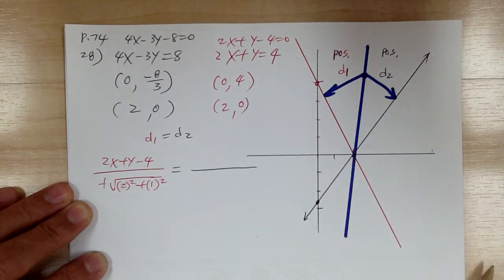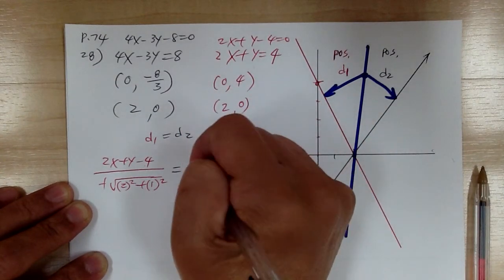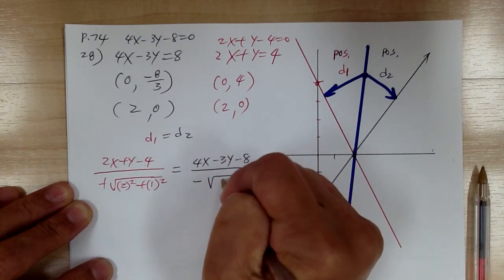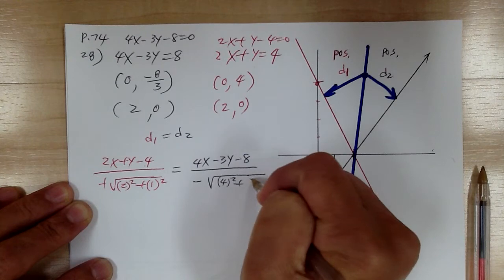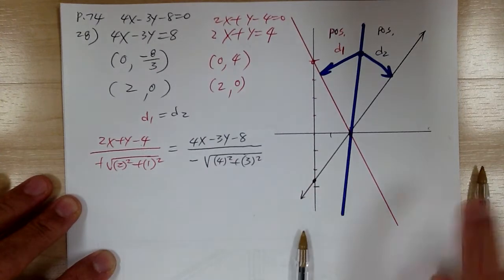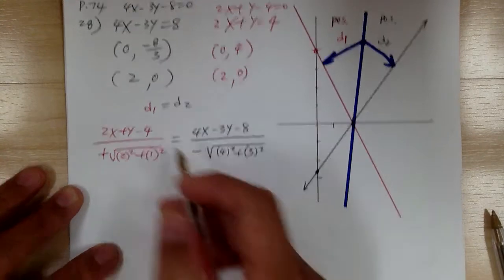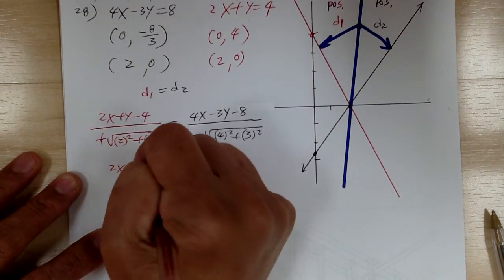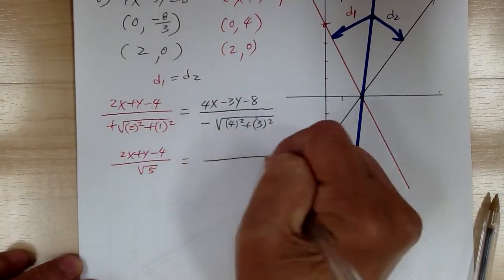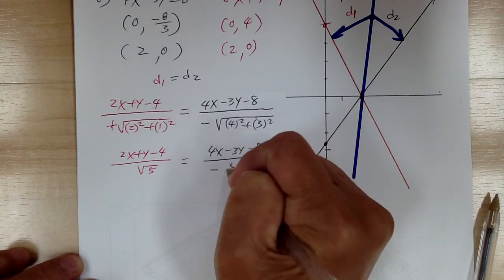So that way your black equation would be 4x minus 3y minus 8 over negative square root of 4 squared plus 3 squared. Okay, so you can use this one for D2. And if you simplify a little bit, you're going to get 2x plus y minus 4 over square root of 5. And this one will give you 4x minus 3y minus 8 over negative 5.